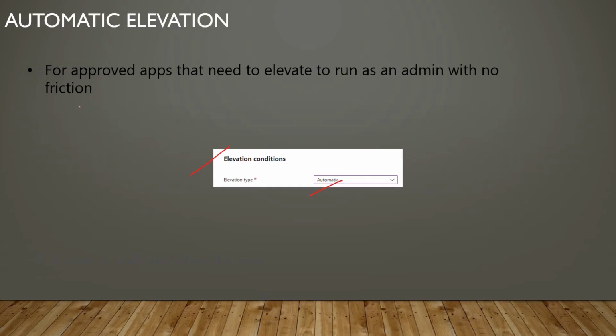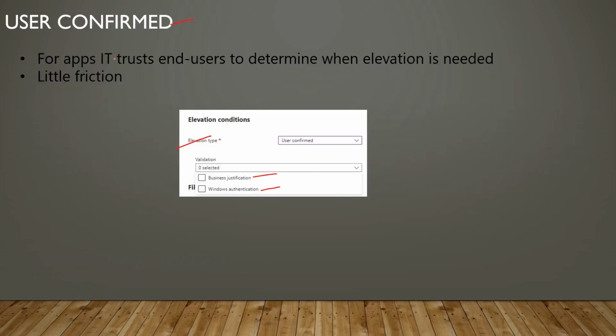So in automatic elevation, there is no friction at all. Everything happens automatically and there is no user intervention needed. However, in case of user confirmed, the user has to take some action, and only after he has taken the action, his access is elevated. So there is little friction in this.